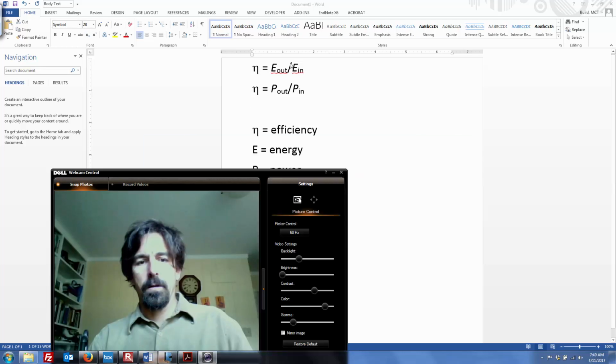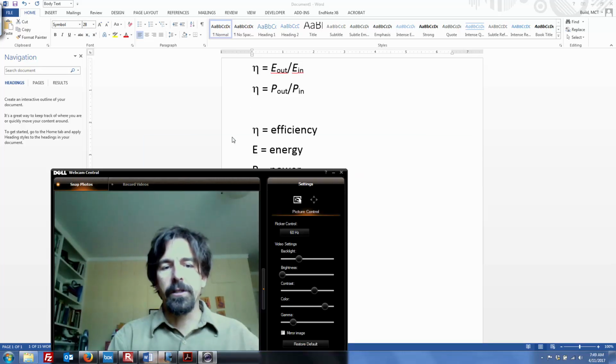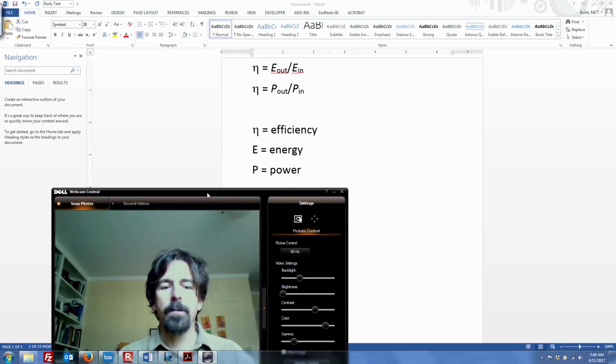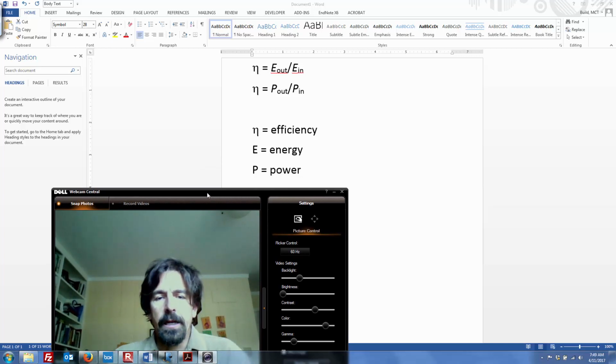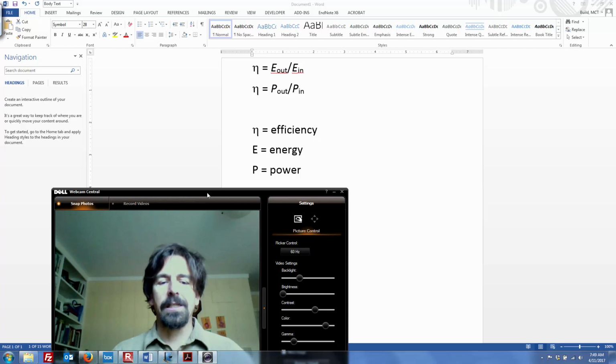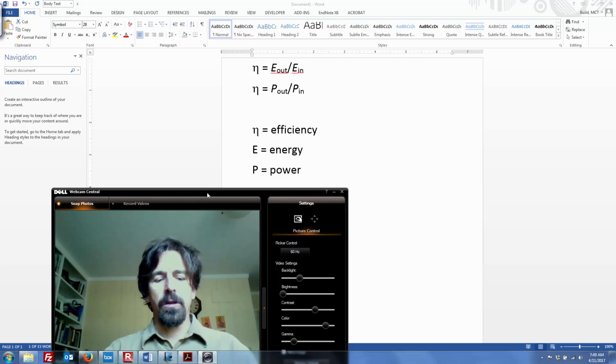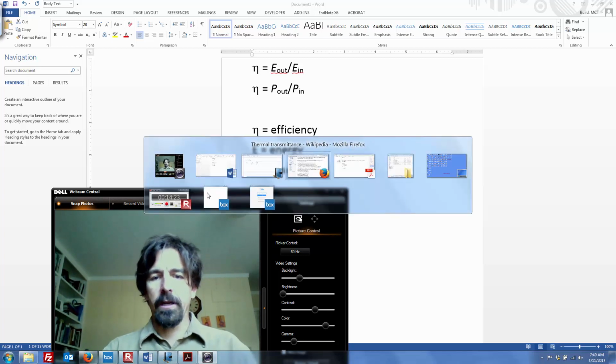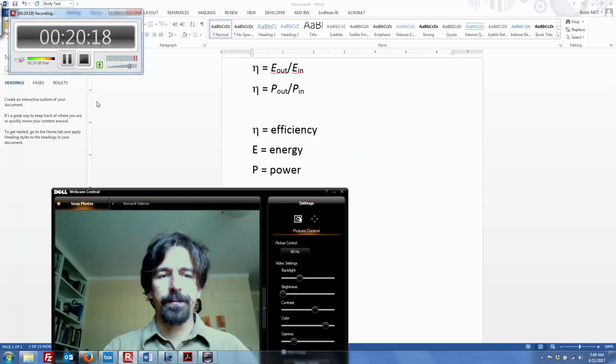Okay, so what we're looking at here is the equation for efficiency. And this is more or less the second law of thermodynamics. So let's go and take a look at that really quick. It's the second law of thermodynamics, and it says you can never get out more than what you get in. Let's take a look.